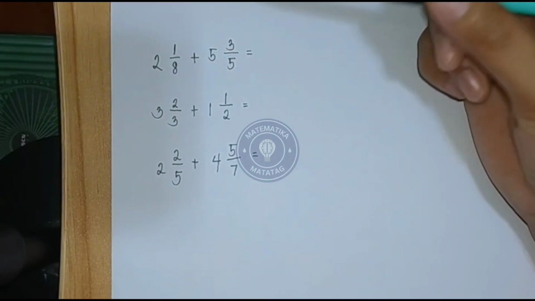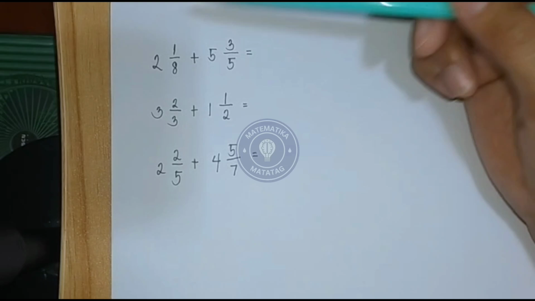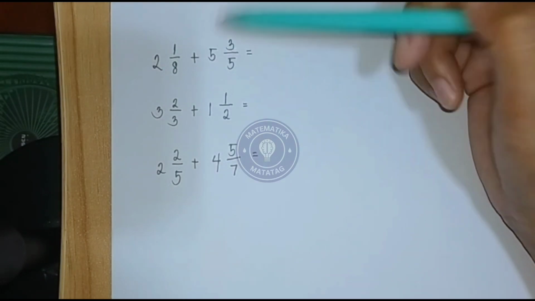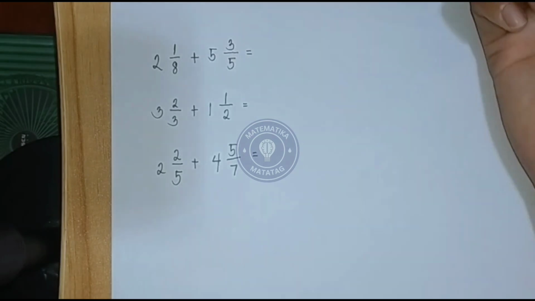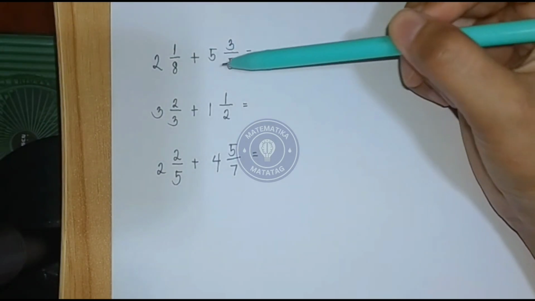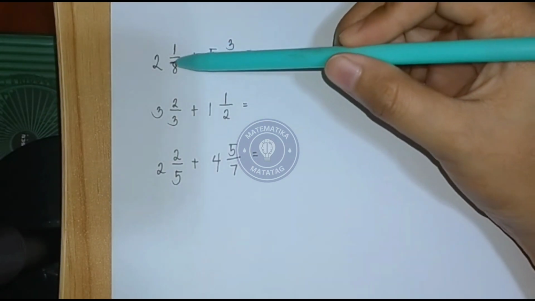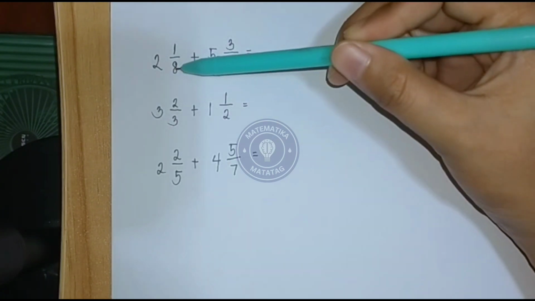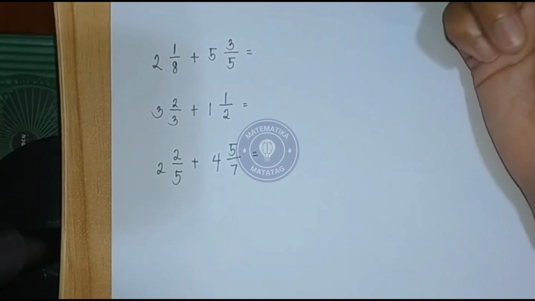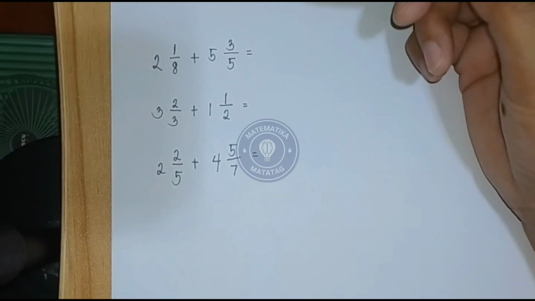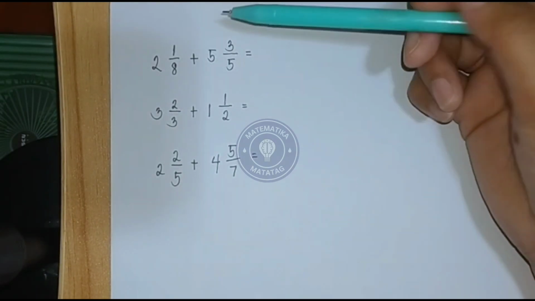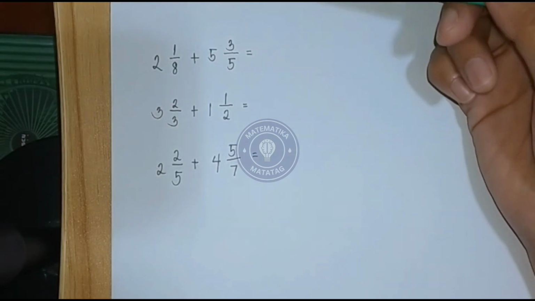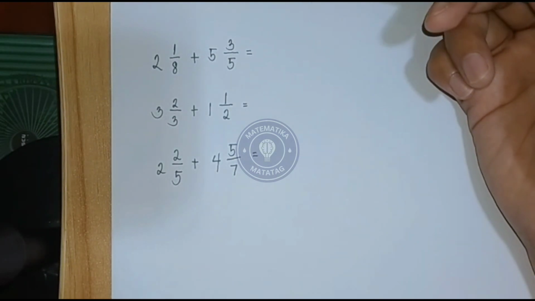So let us start with number 1. Here we have 2 and 1/8 plus 5 and 3/5. Okay, so we are going to add these, but our denominators here are not the same. First, you're going to find the LCD. So we have 8 and 5, so our LCD is 40.